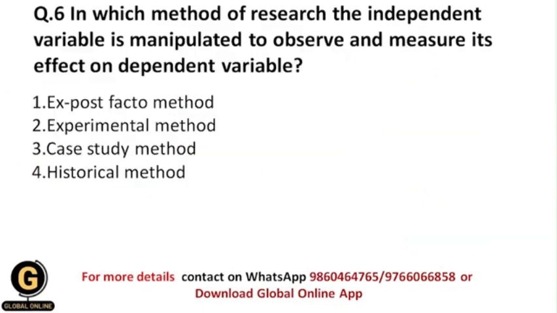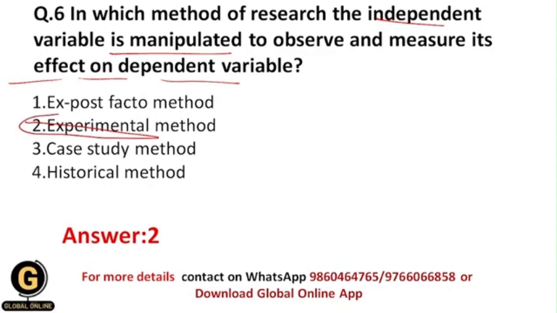In which method of research is the independent variable manipulated to observe and measure its effect on the dependent variable? This is the easiest question, and obviously the correct answer is the experimental method, because this is the only research method, and the salient and unique feature of the experimental method is that we manipulate the independent variable and observe and measure its effect on the dependent variable.